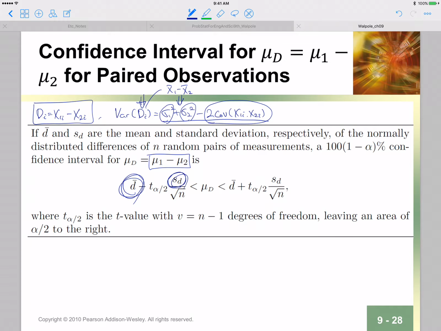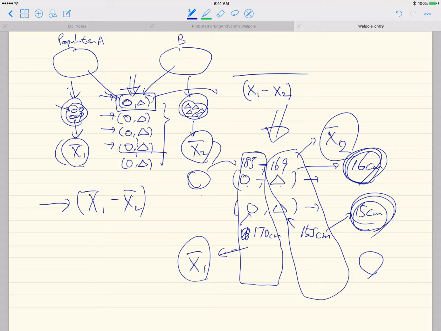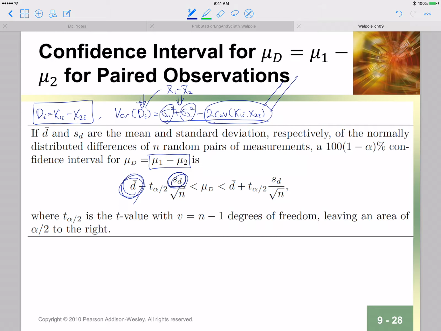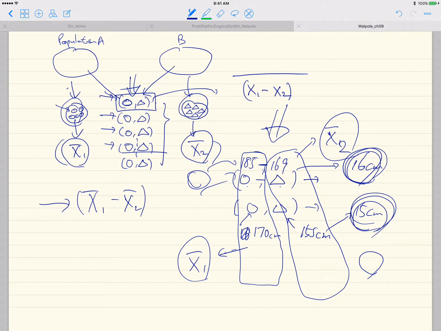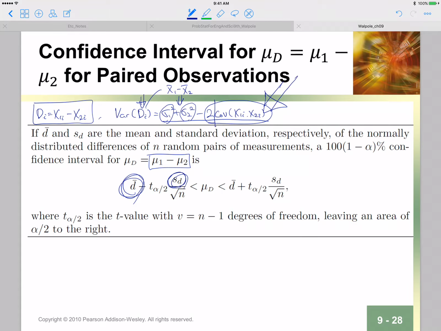So it means their heights are positively correlated, right? So when considering this paired difference, the difference from this paired observation, we can no longer assume that these two samples are independent. They are clearly dependent. And if they are dependent, this covariance or correlation coefficient part will be non-zero. In this specific case, where we can expect some positive correlation, this part is some positive value.